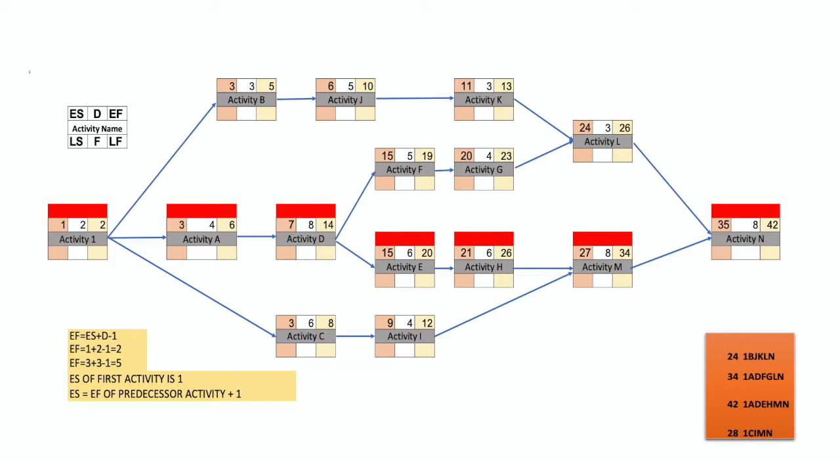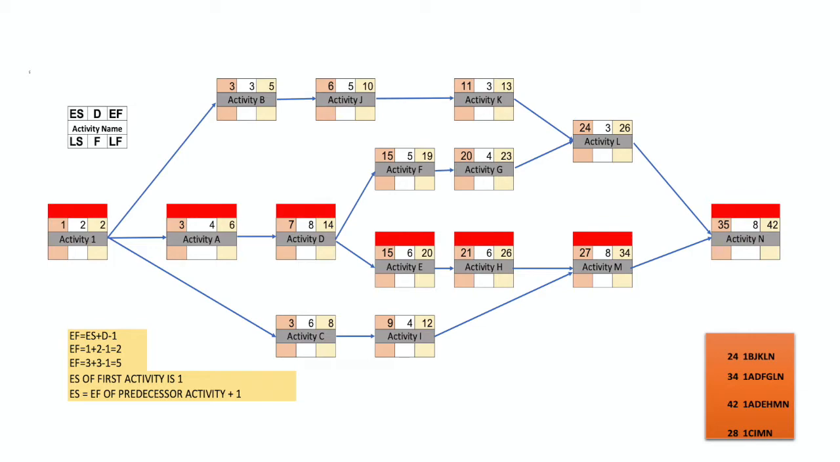We cannot start activity N until activity L and M are both completed, and we have estimated the early finish of activity L and activity M. In this case, activity L will be completed on day 26, but activity M will be completed only on day 34. So we cannot start activity N until day 34. On day 34 activity M will complete, and on day 35 we will start activity N. So 35 will be the early start of activity N.